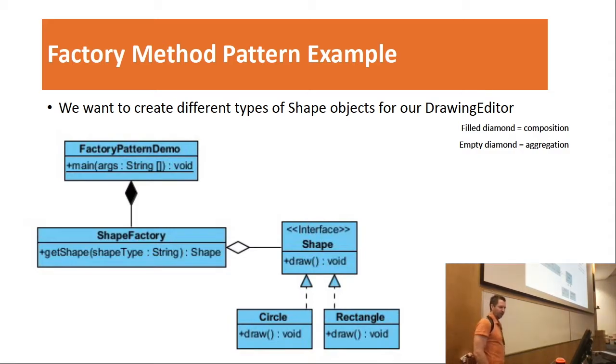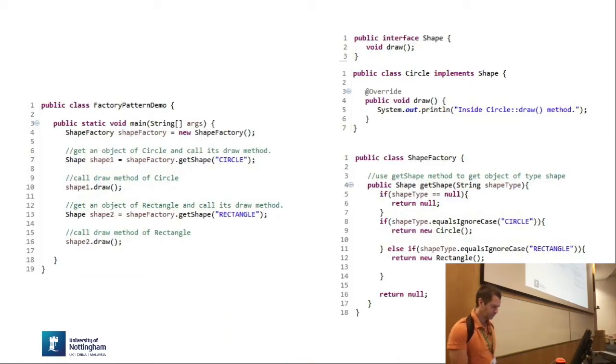Okay, so we were talking about the factory design pattern and this UML representation. And I made little notes about what the diamonds mean to help myself remember. This slide is actually helpful. It's one way to look at how this works in practice.